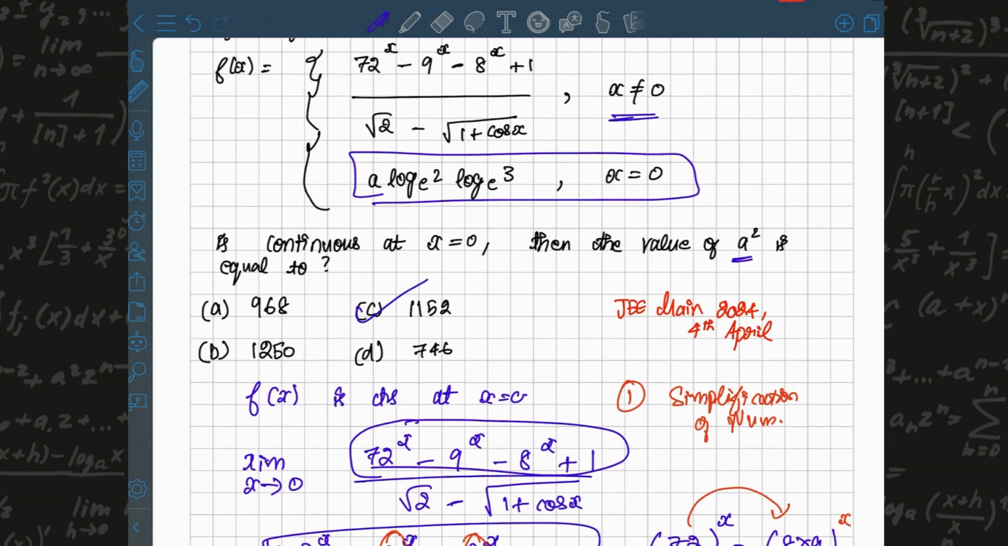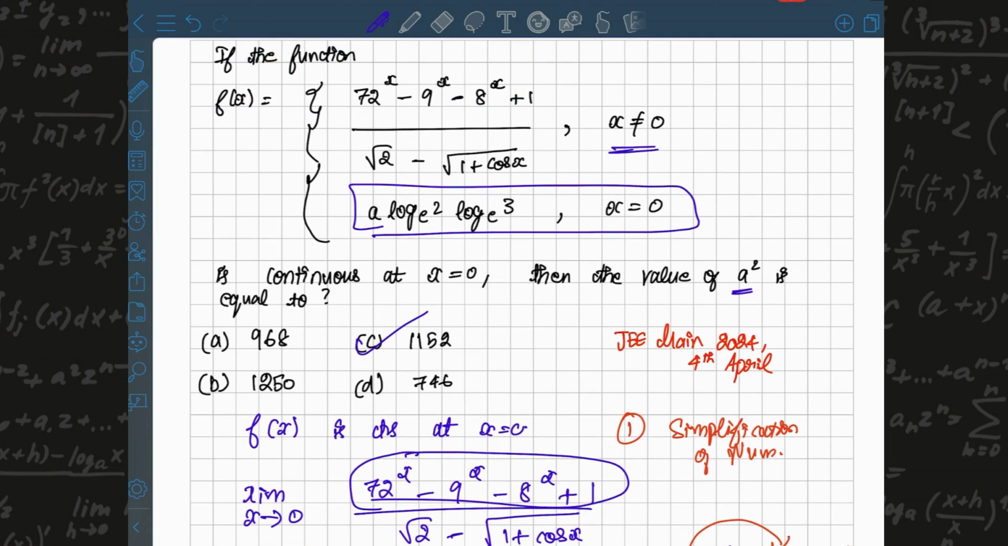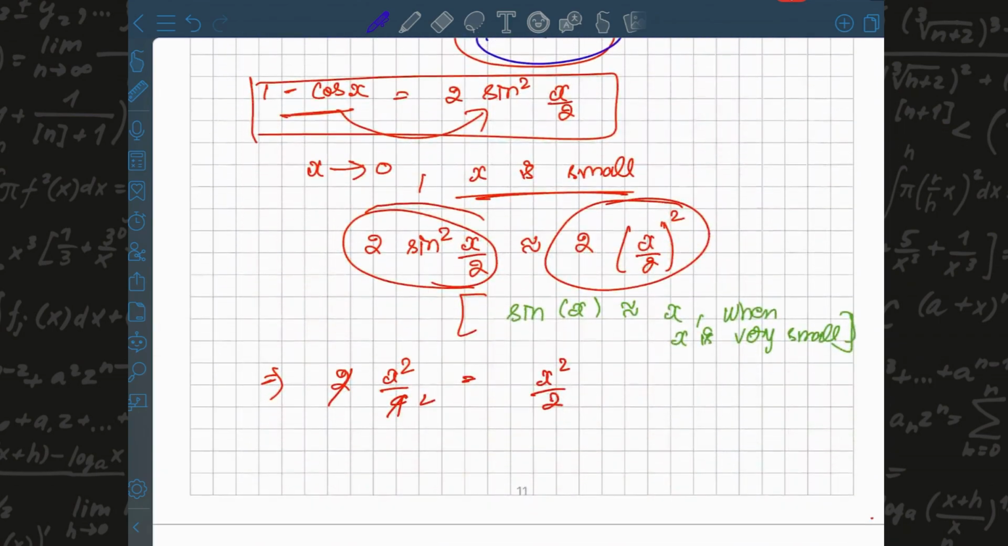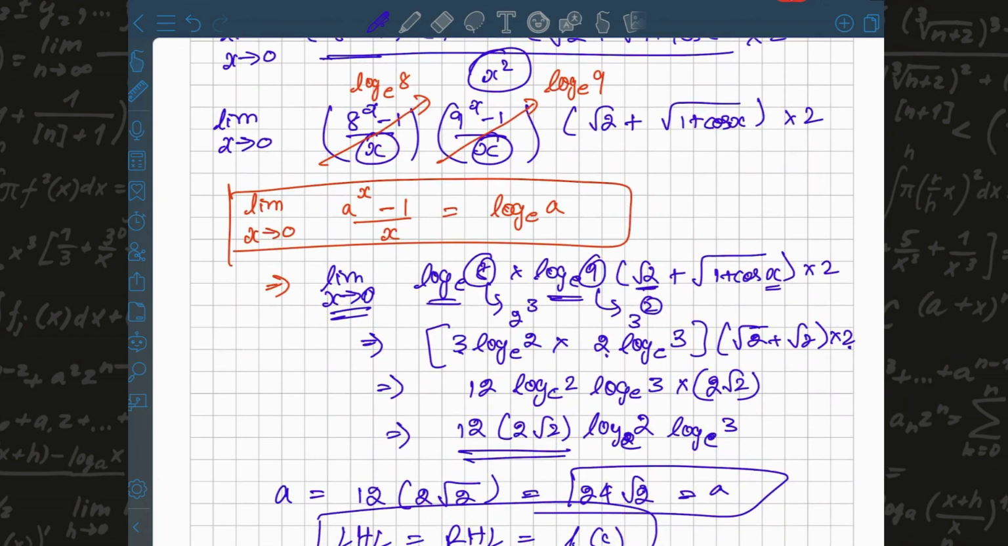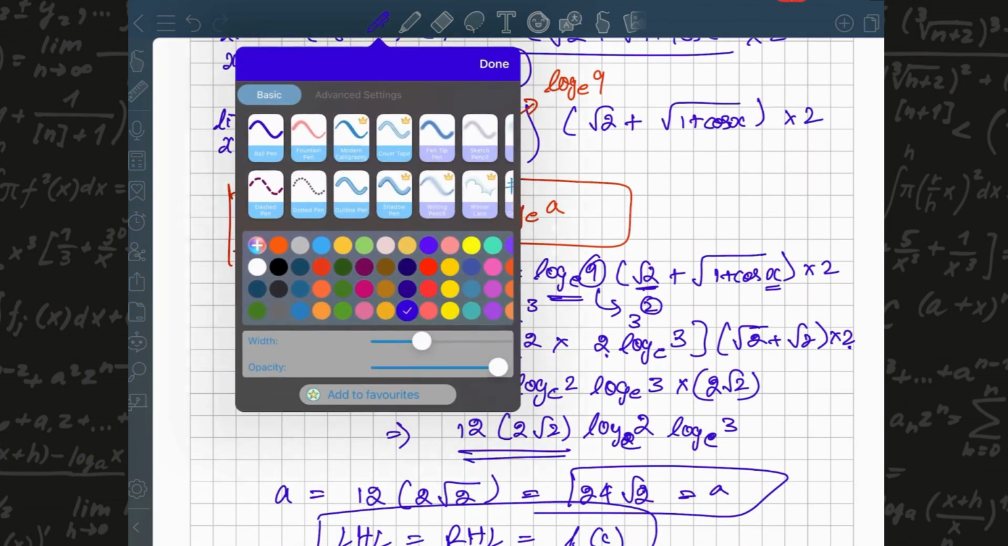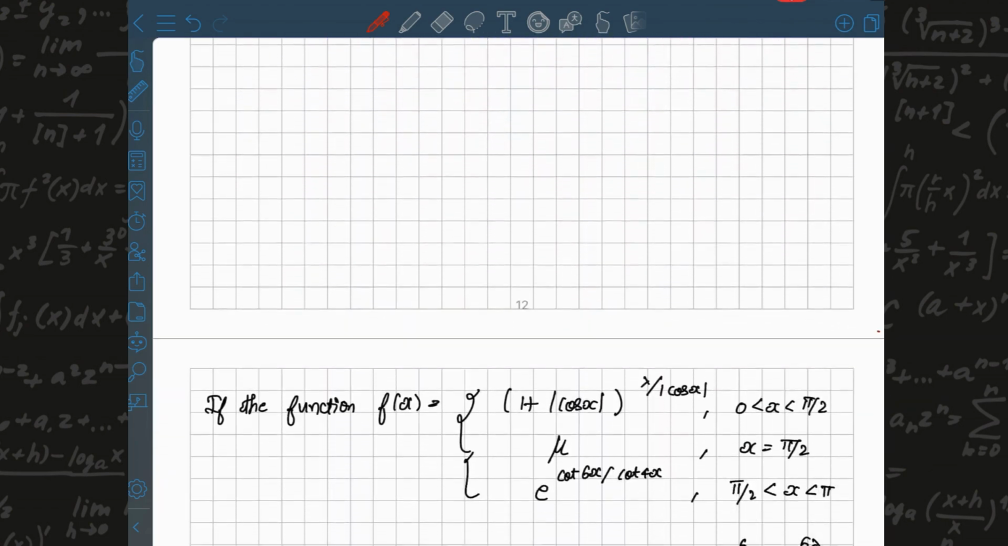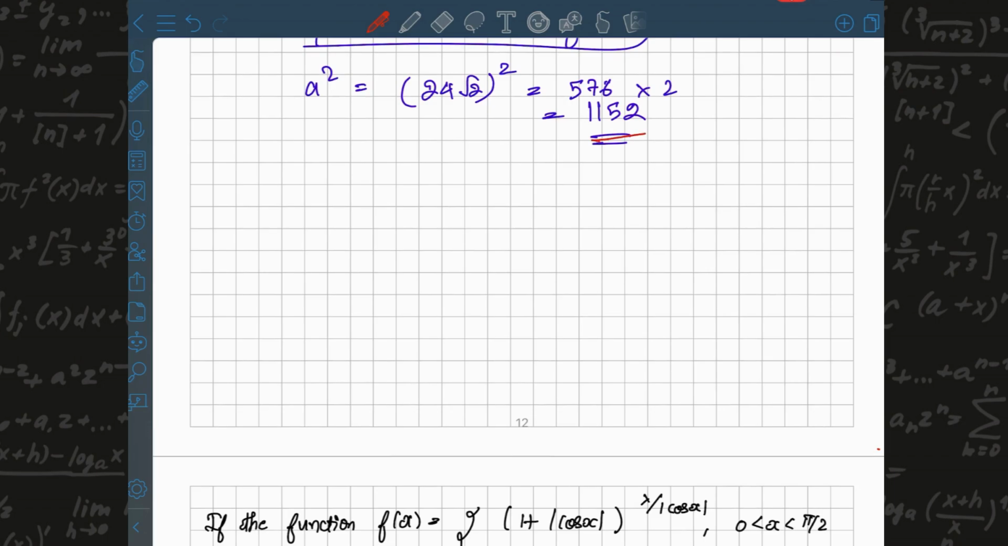So this is how we have to solve this question. The first one is simplification of the numerator, next step is rationalization, and then our third step is to apply formulas and simplify. So follow these 3 steps, you will arrive at the answer.